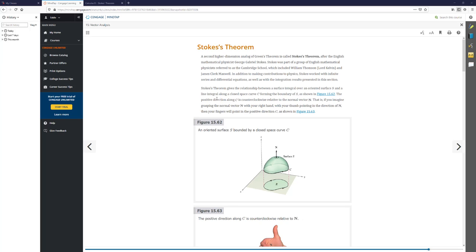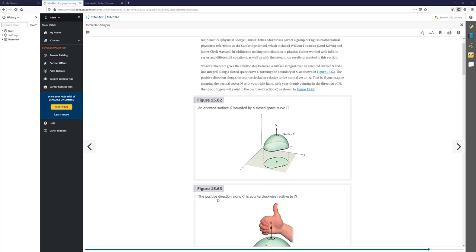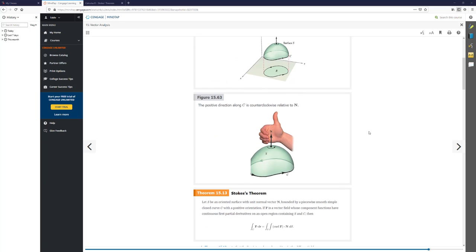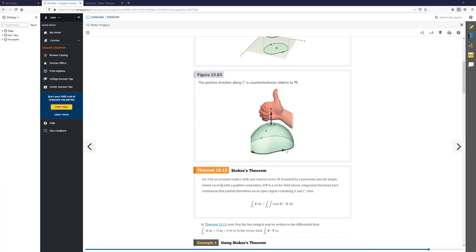The positive direction along C is counterclockwise relative to the normal vector n. So it's counterclockwise. You see our normal vector n. It's positive because if we wrapped our thumb around it, our thumb would be pointing up, just like in physics. But what is Stokes Theorem?